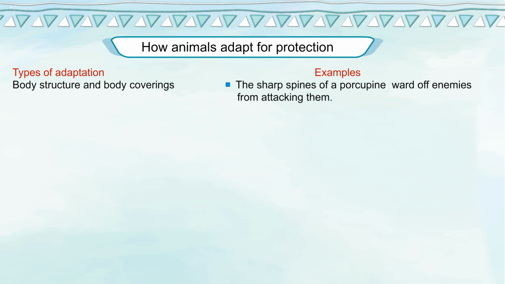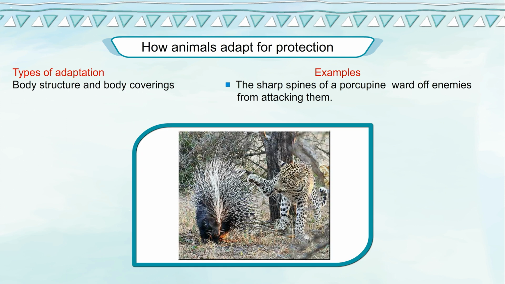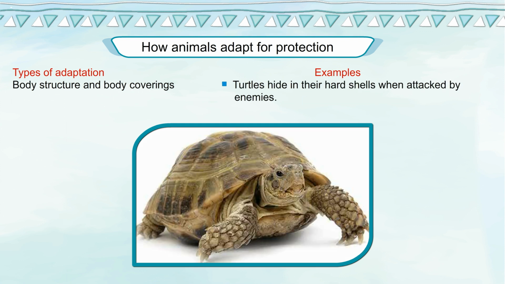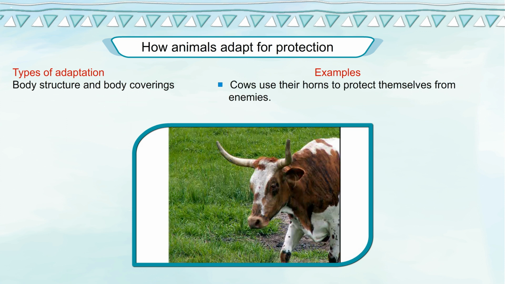Body structure and body coverings. The sharp spines of a porcupine ward off enemies from attacking them. Turtles hide in their hard shells when attacked by enemies. Cows use their horns to protect themselves from enemies.